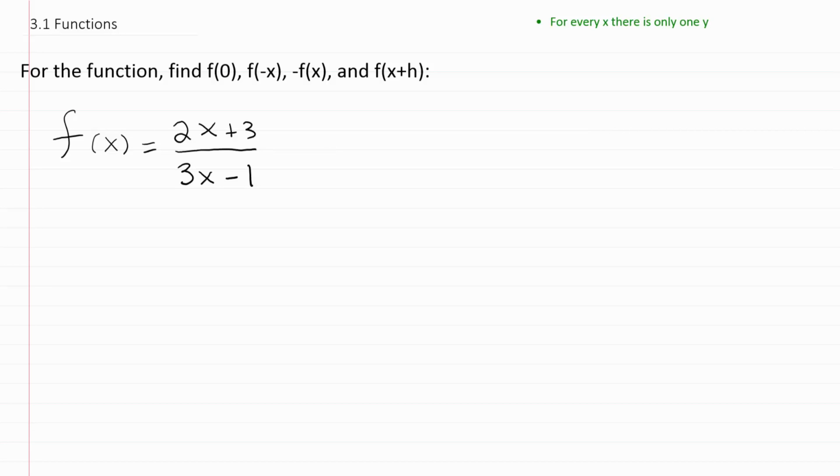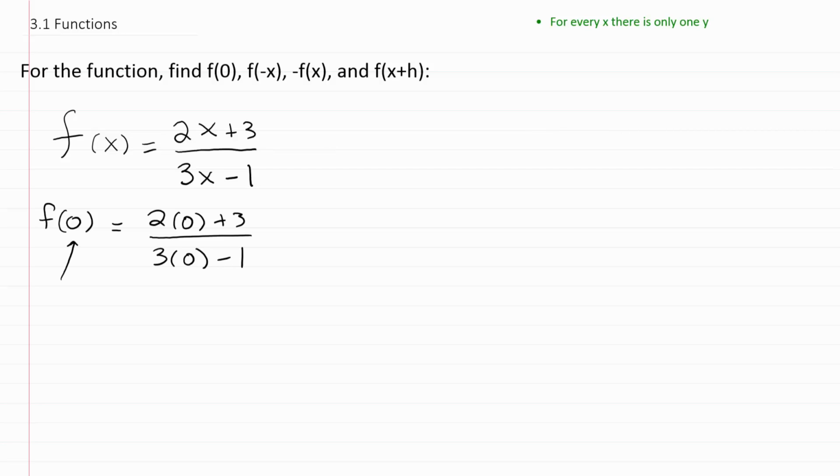For the function, find f of 0, f of negative x, negative f of x, and f of x plus h. All right, let's start with f of 0. So for f of 0, we simply plug in 0 for x. So we'll end up having 2 times 0 plus 3 over 3 times 0 minus 1.